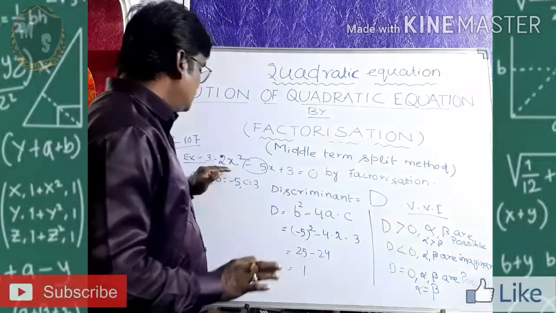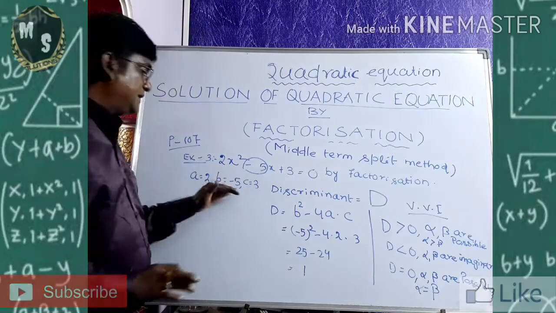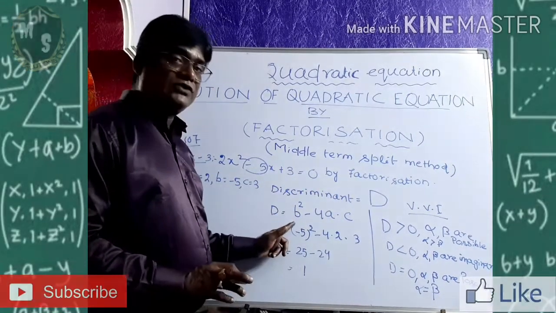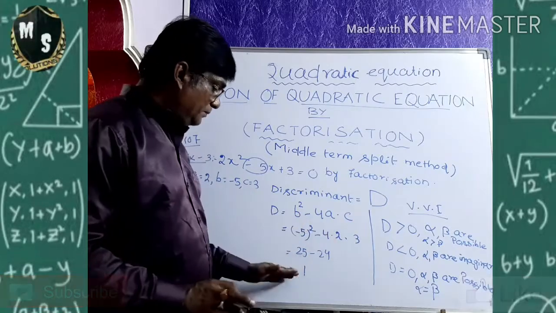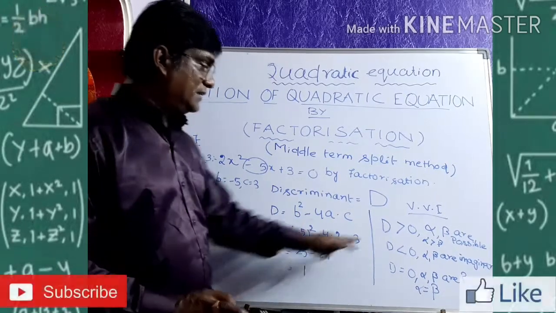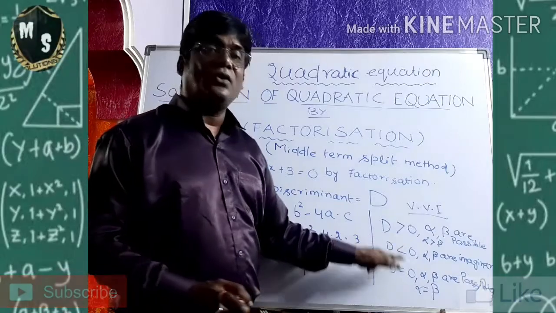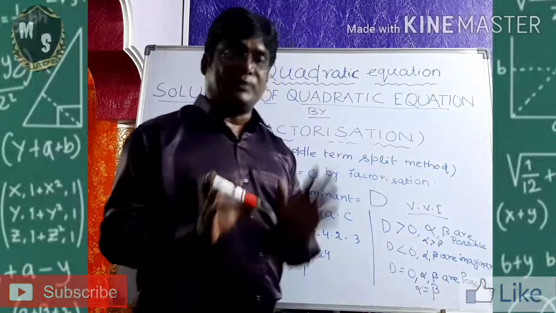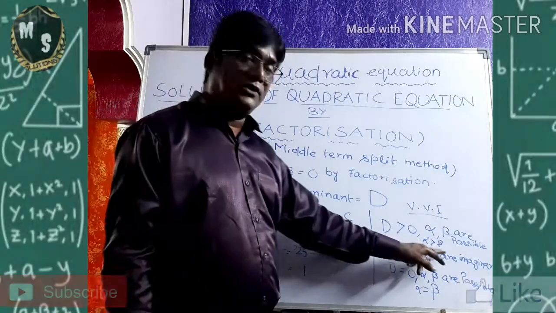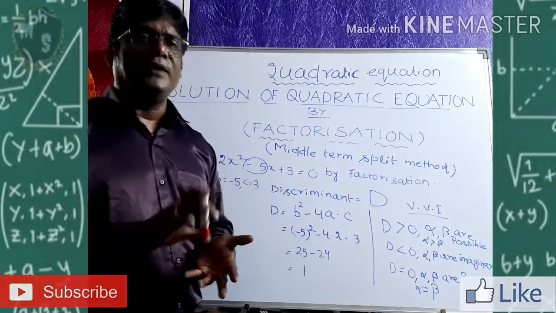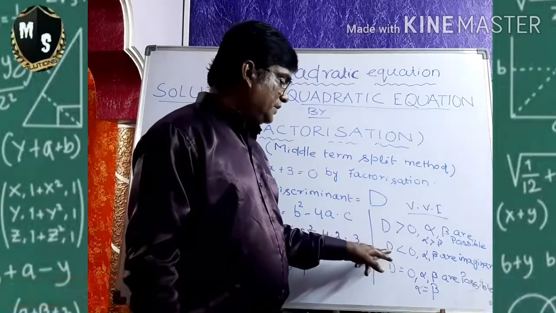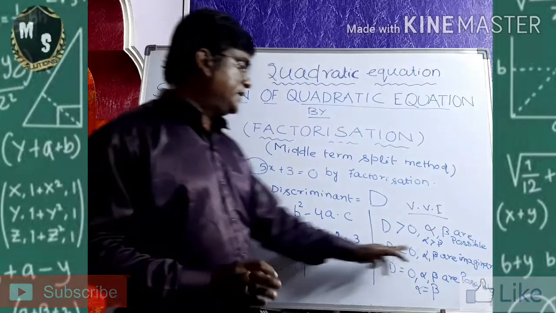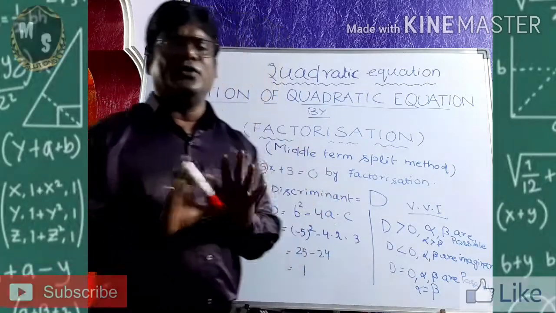So first of all, when you see the equation, write your coefficients and find the discriminant first with the formula b square minus 4ac. Get the D and judge whether it is greater than 0, less than 0, or equal to 0. When it is greater than 0, alpha, beta, the two roots are possible, but one root will be greater than the other. Maybe beta greater than alpha, or alpha greater than beta. When D is less than 0, negative, definitely the roots are imaginary, no real roots.